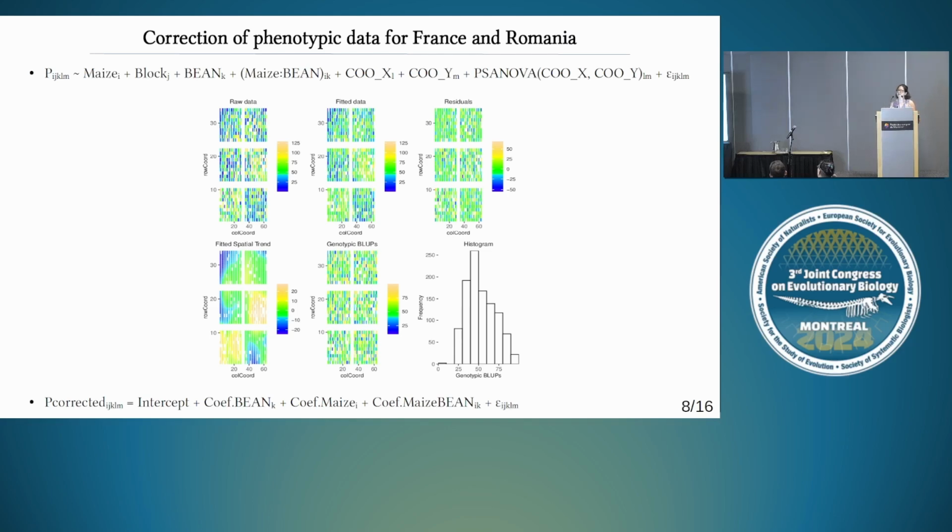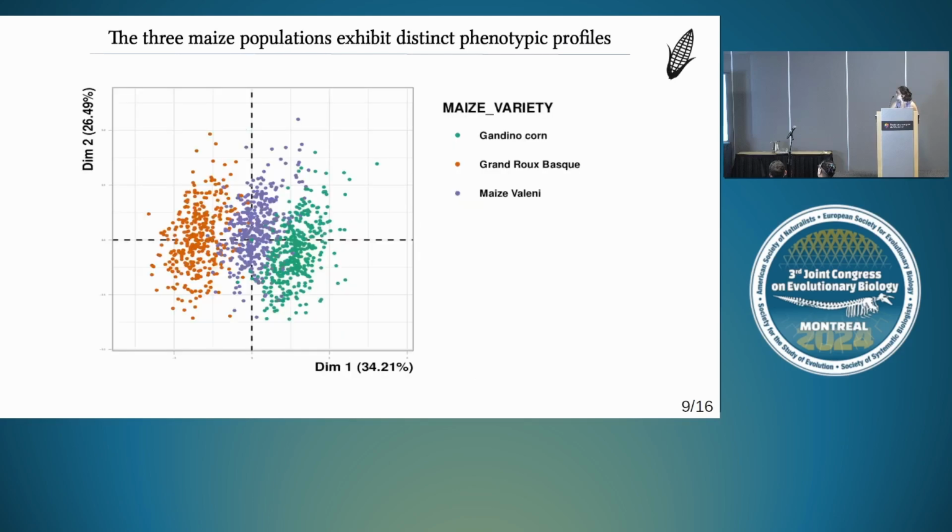Okay, so once we collected all this data, I started by applying some mixed models to correct for spatial heterogeneity, but I will not go into much detail here. And so the first thing we wanted to see is whether our three maize populations indeed correspond to three distinct biotic environments for the beans. So here is a multivariate analysis based on the data for the maize, and you can see three groups that indeed correspond to our three maize populations. So we have here three different environments for the beans.